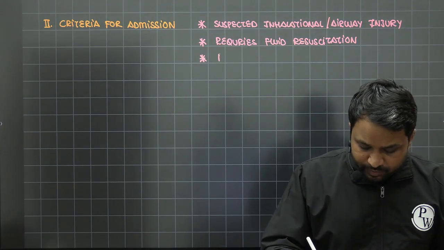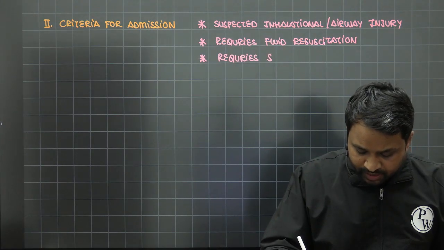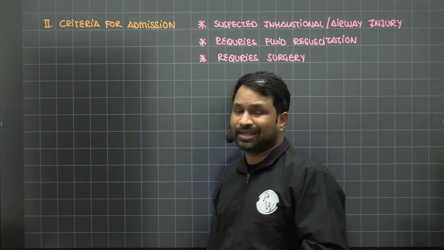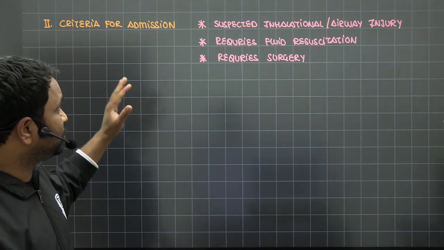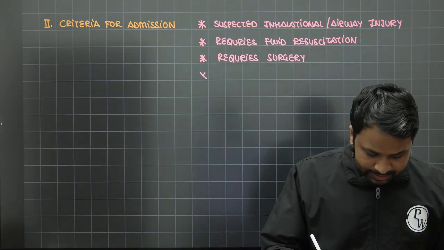Now, if the patient requires any form of surgery, now that surgery could be a debridement, it could be a skin grafting, or it could be an escharotomy. Anything if it requires, you cannot send the patient home. I will admit the patient then and there itself.